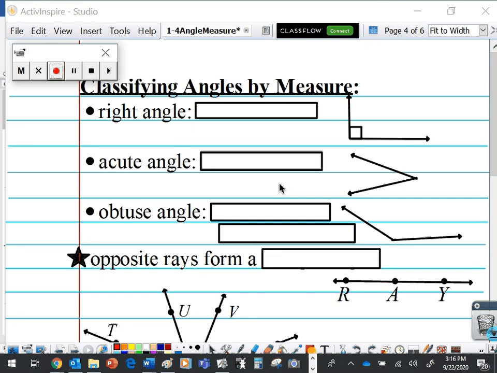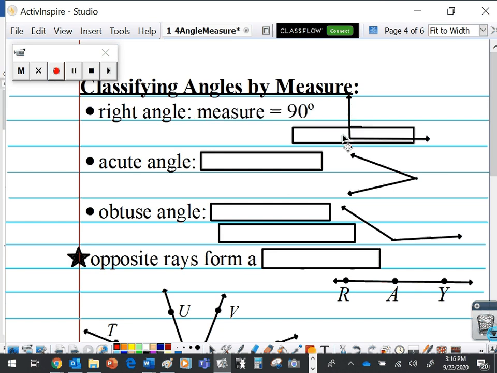Last time we were together, we were talking about naming angles. This time we're going to talk about classifying angles by their measure. There's three basic angle classifications that we're going to use, and they're all centered around this very first one. This first one is a right angle.